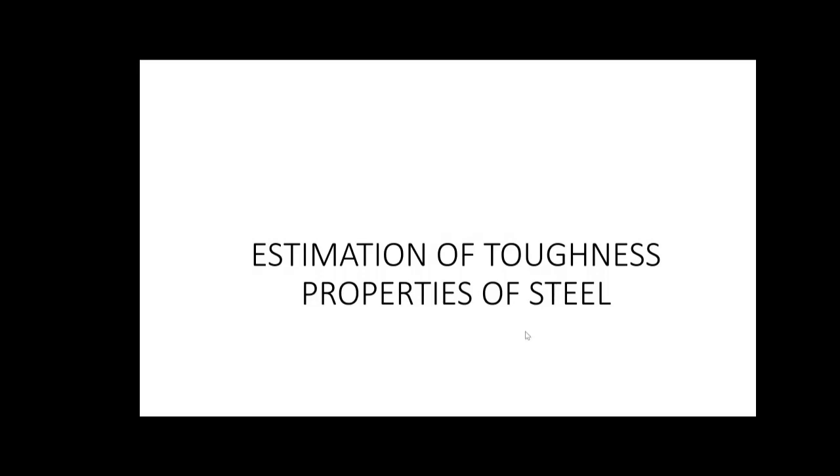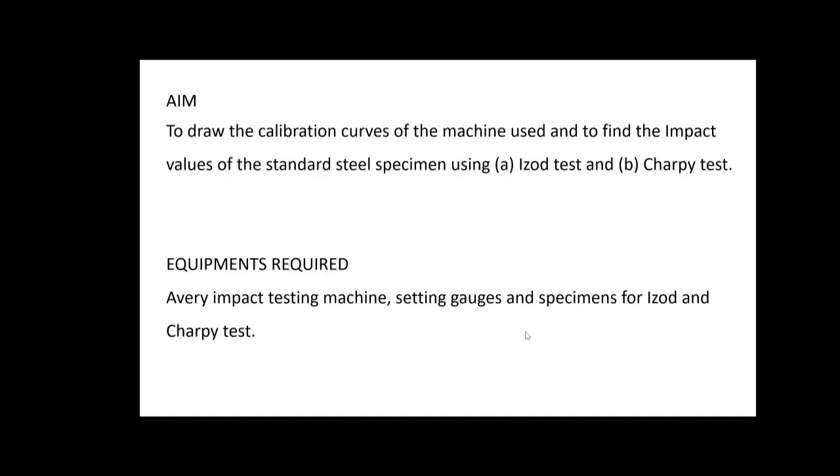So the seventh experiment is estimation of toughness properties of steel. The aim of the experiment is to draw the calibration curves of the machine used and to find the impact values of the standard steel specimen using Izod test and Charpy test. We are using the equipment: an impact testing machine, setting gauges for the specimen, and the steel specimens for conducting Izod and Charpy test.